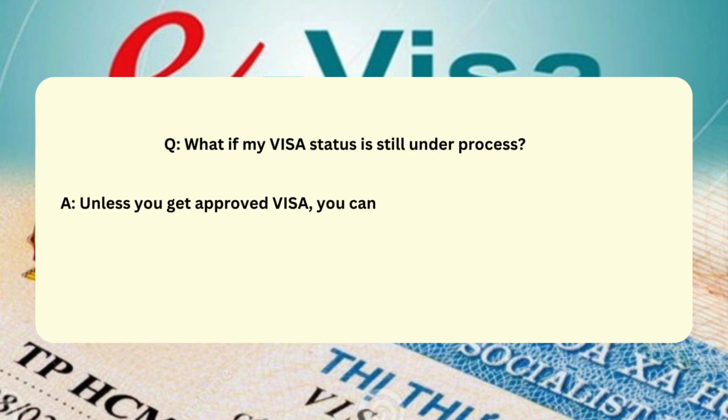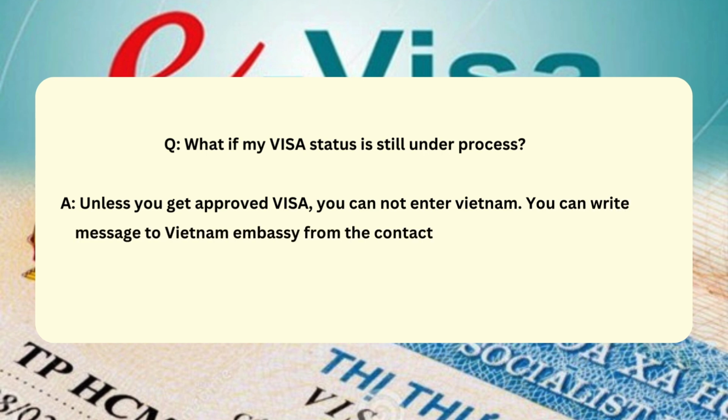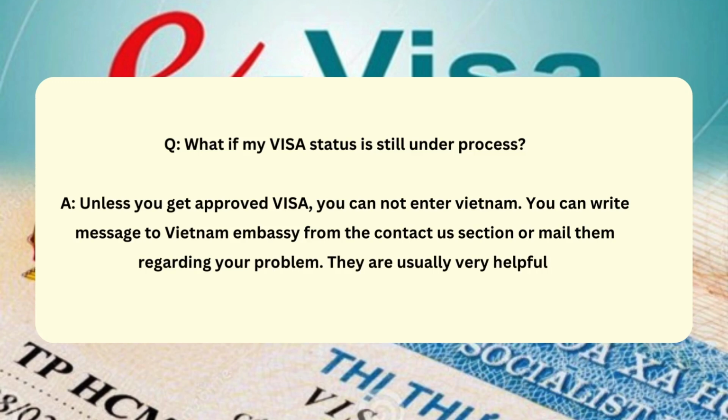What if my visa status is still under process? Unless you get your approved visa, you cannot enter Vietnam. You can write a message to Vietnam Embassy from Contact Us section or mail them regarding your problem. They are usually very helpful. What if my visa application is denied? If your application is denied, you can apply again or contact Vietnamese Embassy for assistance.